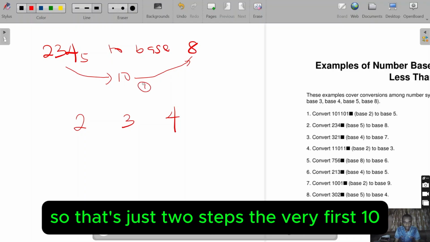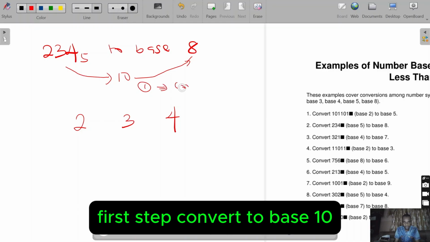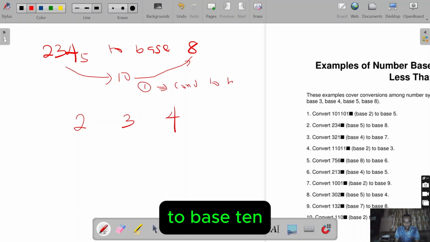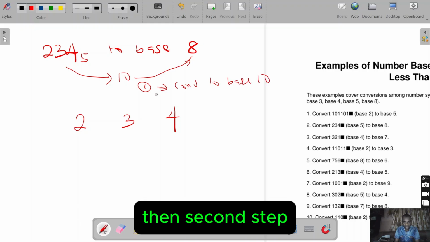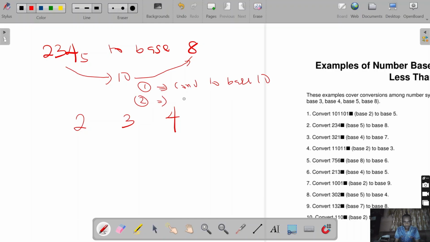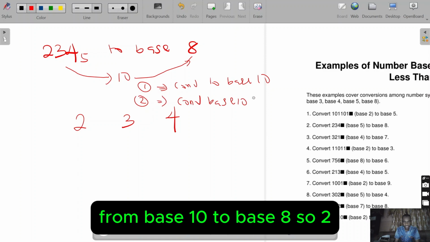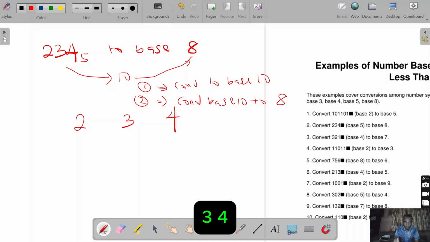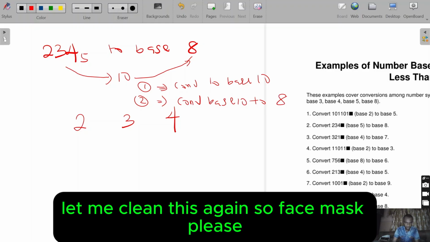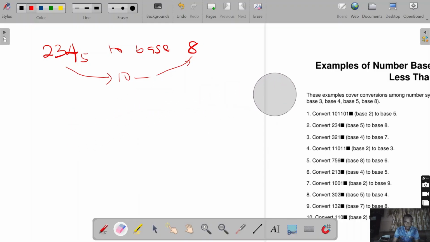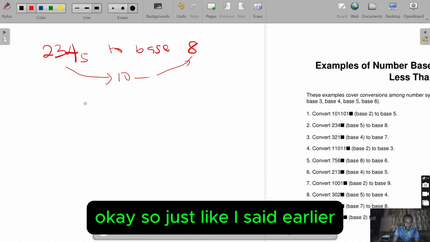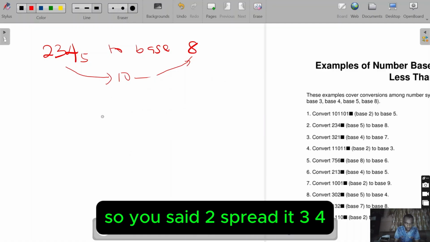So that's just 2 steps. The very first step, convert to base 10. Then second step, convert from base 10 to base 8. So 2, 3, 4. Let me clean this again so that I create more space. Okay, so just like I said earlier, spread it: 2, 3, 4.